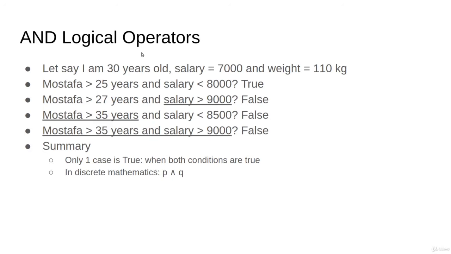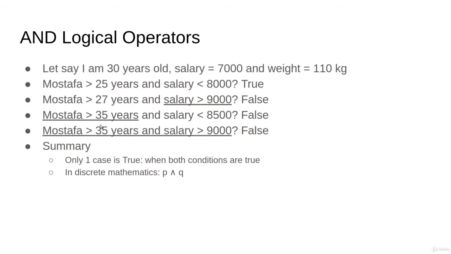Okay, let's say that I am 30 years old and my salary is 7,000 and my weight is 120 kilograms. If I told you, is Mustafa greater than 25 and his salary less than 8,000, you say this is true. If I told you his age is greater than 27 and salary greater than 9,000, you know that this is false because Mustafa's salary is just 7,000. So this is false information.